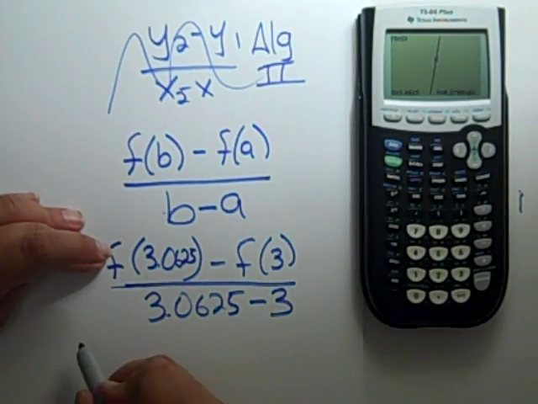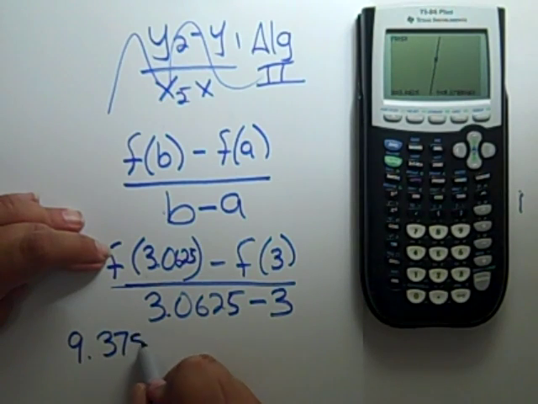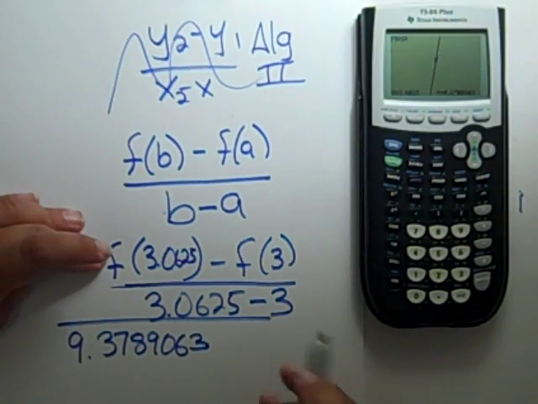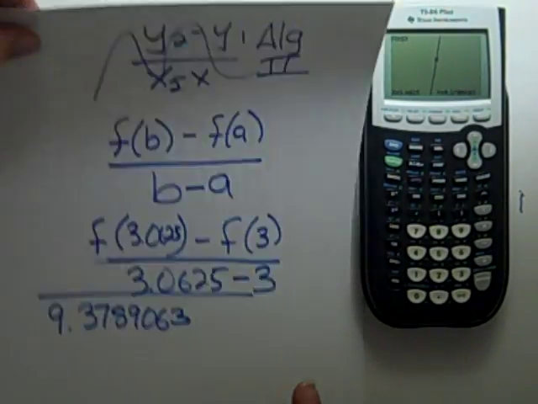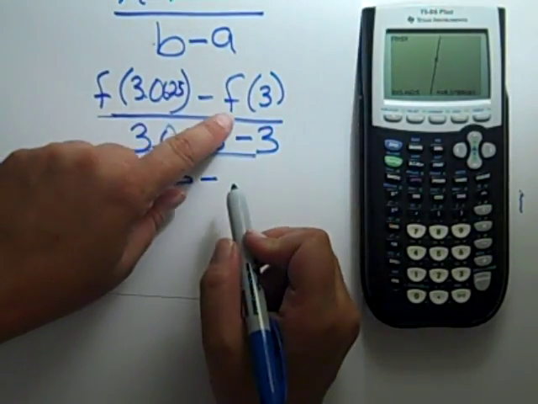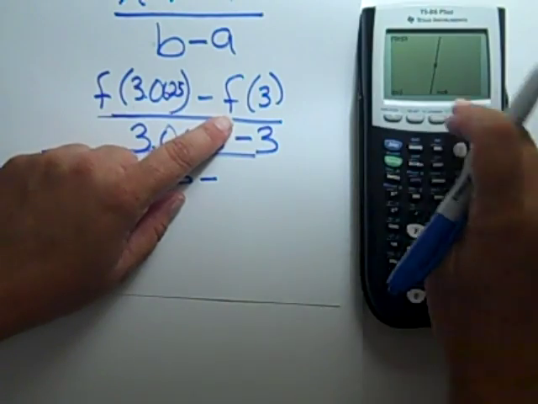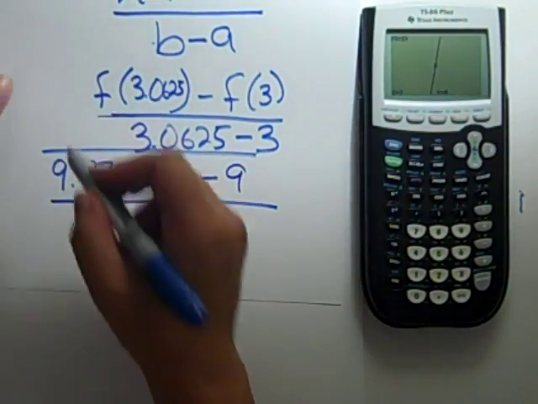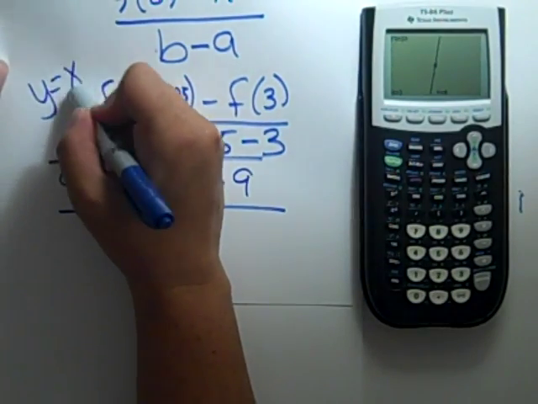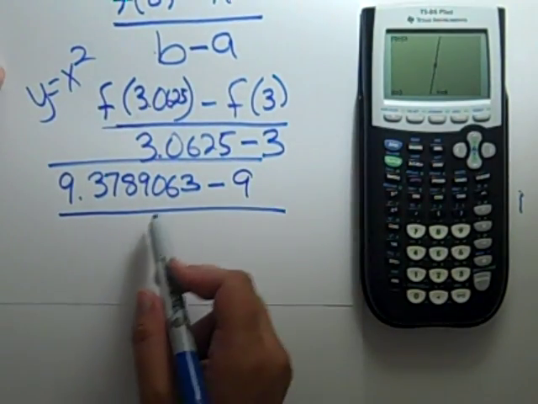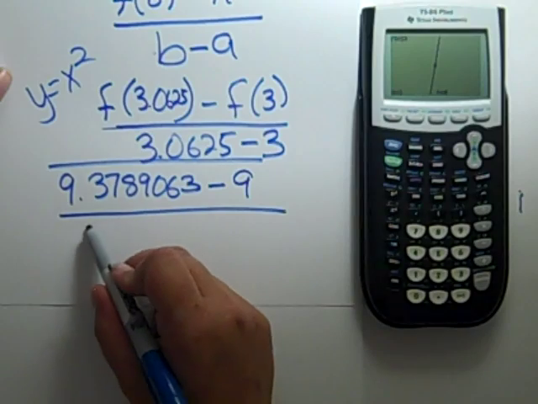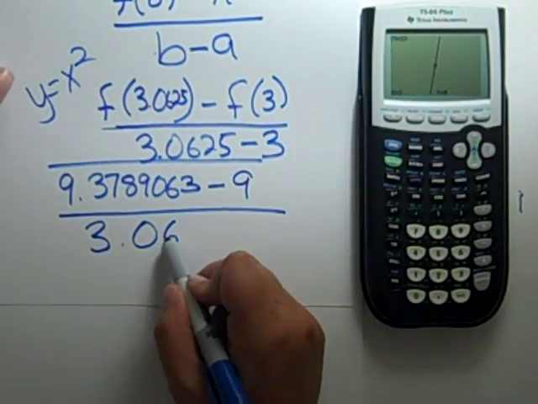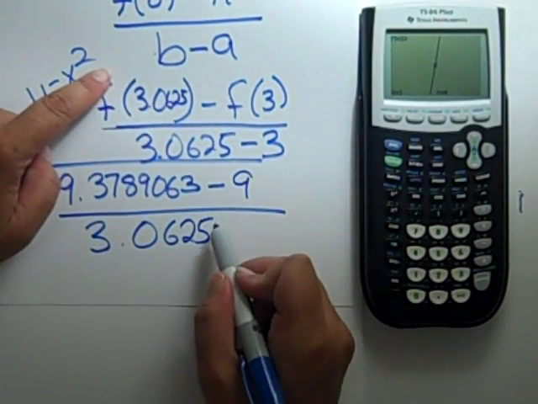Y equals 9 point. And I'm going to have you copy all these decimal places for now. 89063. Usually in calculus we don't need them all, but for this we do. Minus f of 3. We can go back and see when x is 3, y is 9. That makes sense because remember that y equals x squared. And then b minus a, we can still keep that: 3.0625 minus 3.